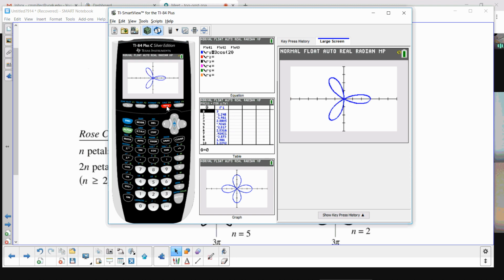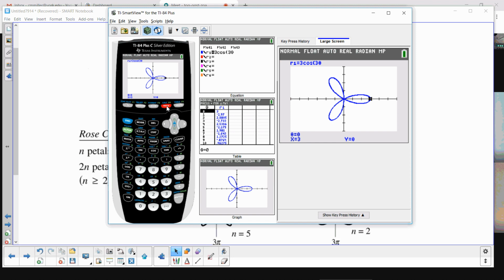It didn't give me 6 petals. It gave me 3 petals. So when you do cosine of n times theta, if n is even, it gives you 2n petals. If n is even, it gives you twice as many petals. If n is odd, it gives you that number of petals.